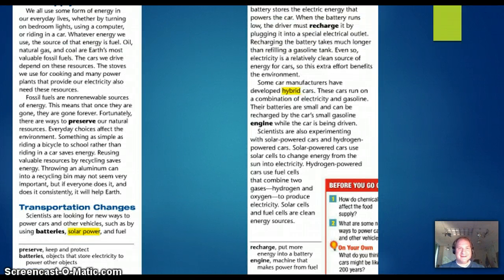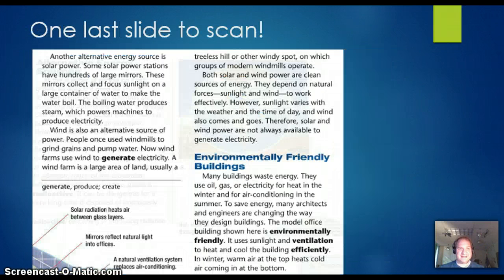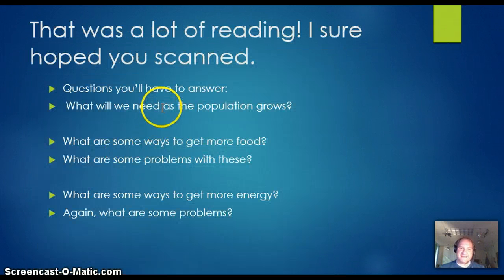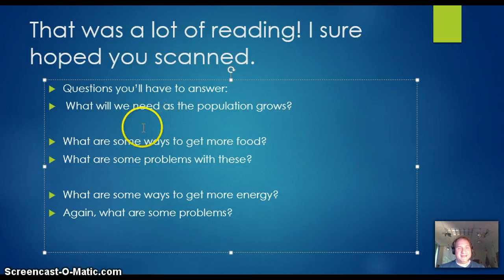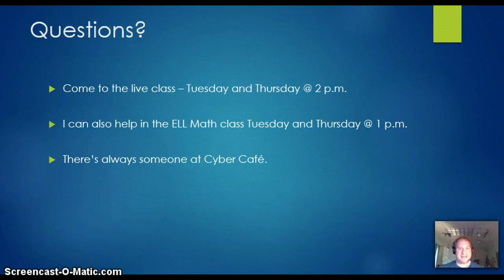Now, why I'm asking you to do this? You're going to have some questions down below. You're going to have some questions other places. You'll have to tell me what we'll need as the world population grows, some things that we'll need to get more food, some problems with them, some problems with the energy.